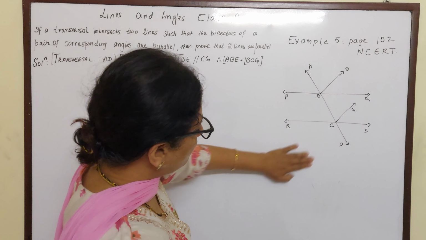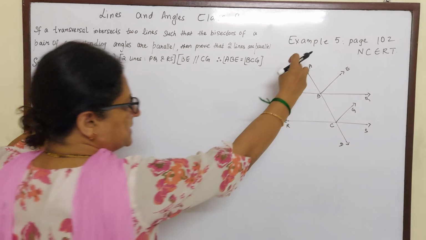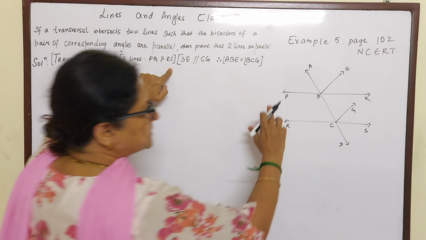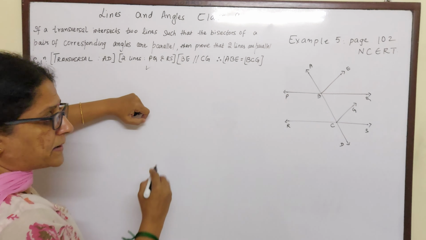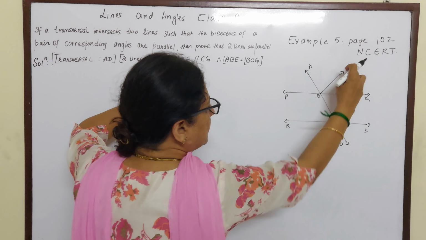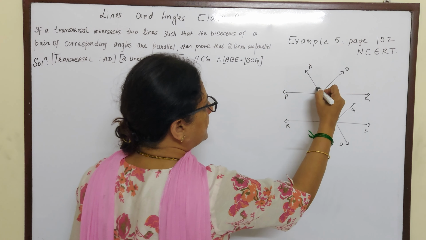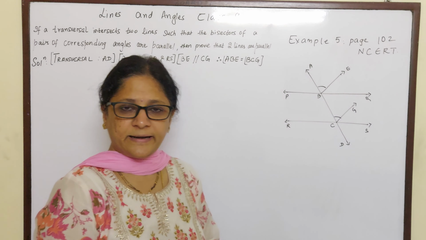First, let us write down what information is given. Transversal is AD. Yes, we know that. And two lines are PQ and RS. Yes, we know that PQ and RS are two lines which we have to prove are parallel. But we have been given this information: BE is parallel to CG, and that's why ABE will be equal to BCG. Why? Because they are corresponding angles.